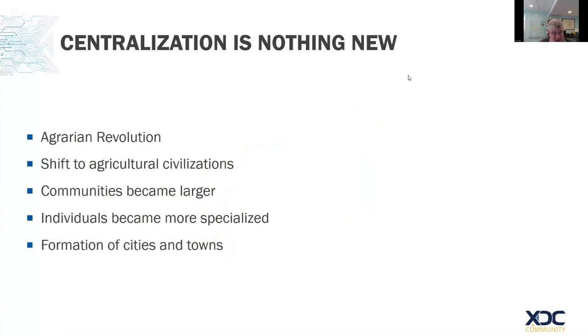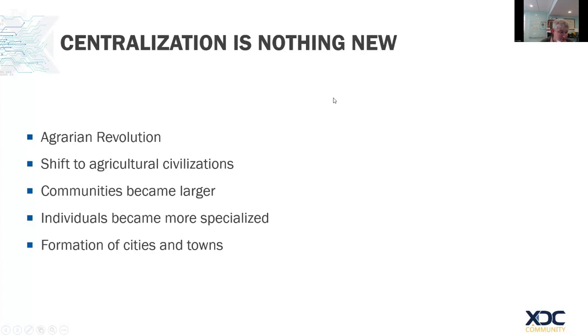But as civilization develops, about 10,000 years ago, human civilization went through this thing called an agrarian revolution. There was a big shift to agricultural civilizations that enabled communities to become larger. Individuals in those communities became more specialized, and eventually you get the formations of cities and towns.